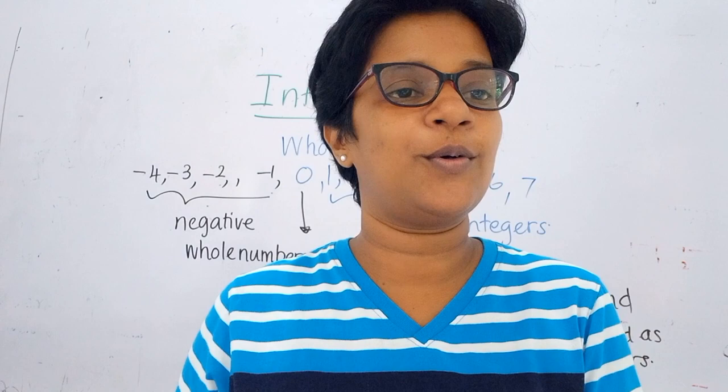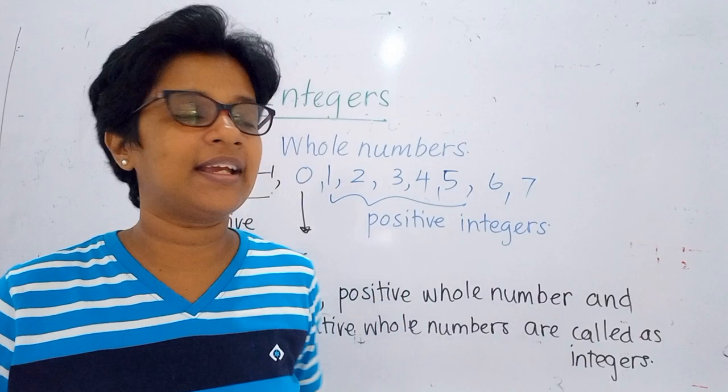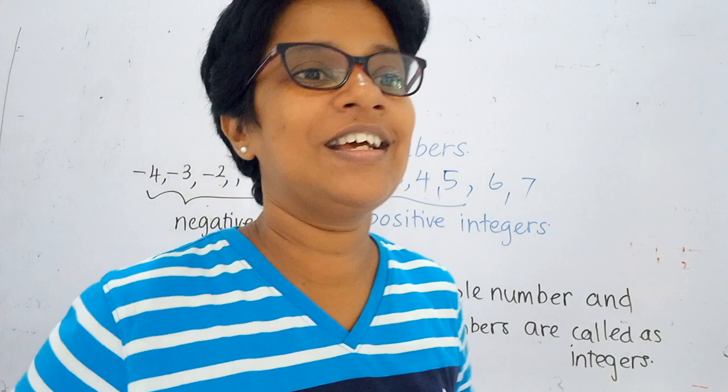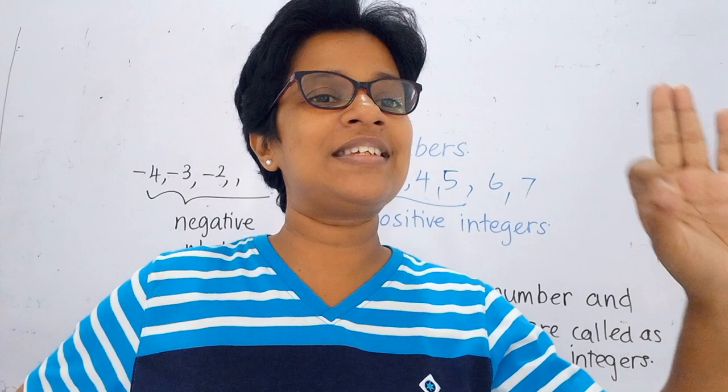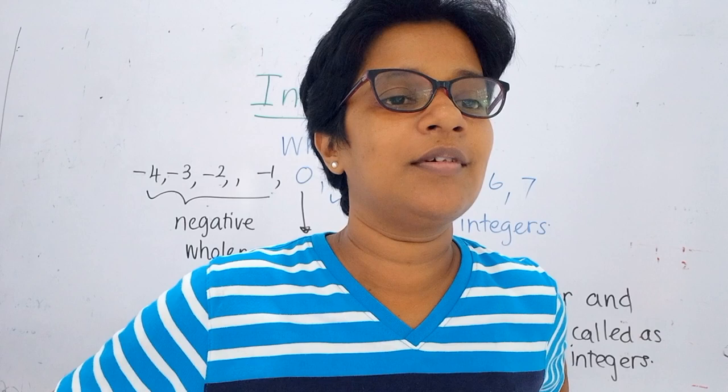Okay. So, the whole family. Counting numbers, whole numbers. How are they integers? Positive whole numbers, negative whole numbers and zero. Can you tell me? What are integers? Positive whole numbers, negative whole numbers and zero.